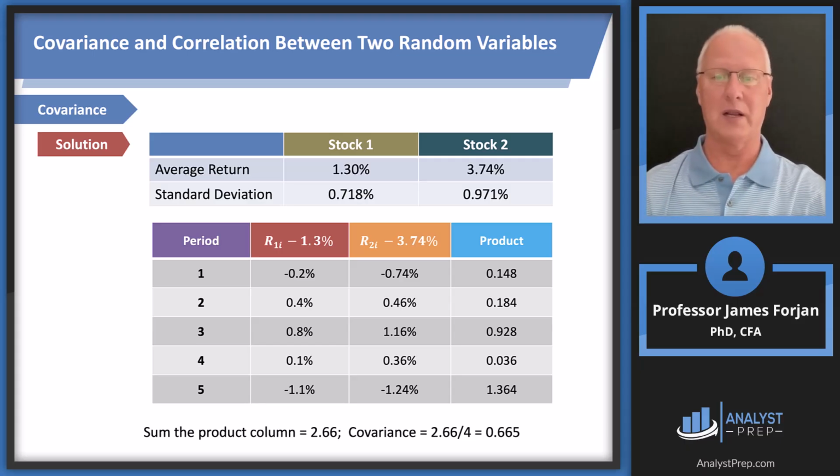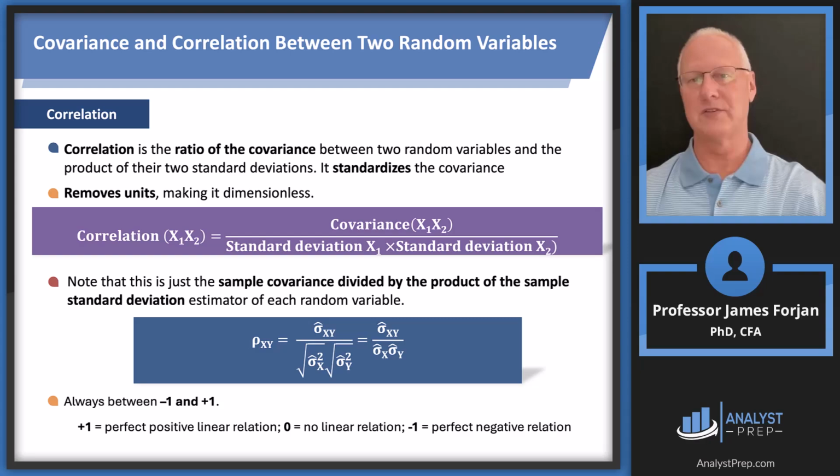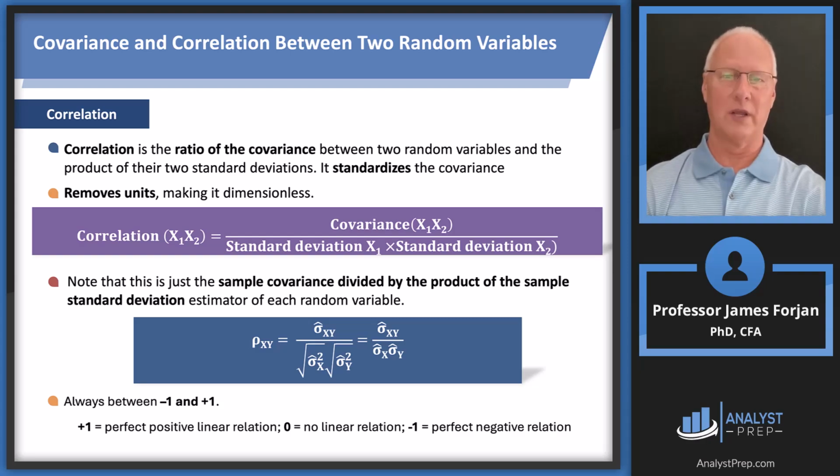And if you sum the product, you get 2.66. Divide by n minus 1, right? Divide by 4, and you get 0.665. There's our calculation for covariance. I'm going to come back to this here in just a second. But let's move on to the correlation coefficient.